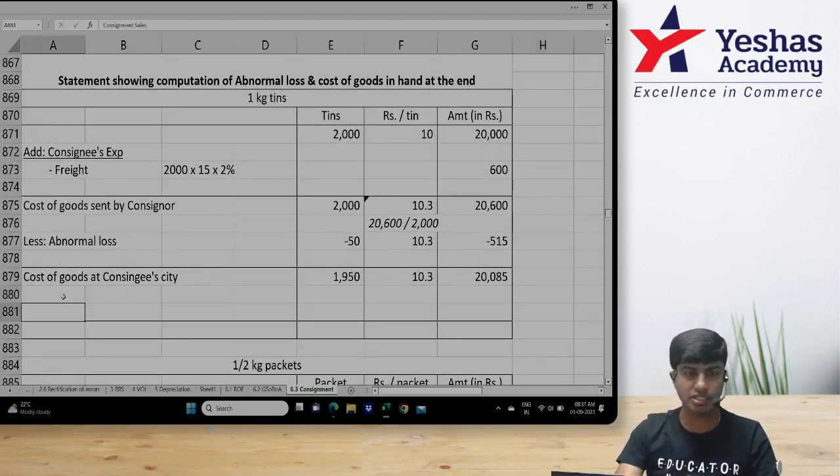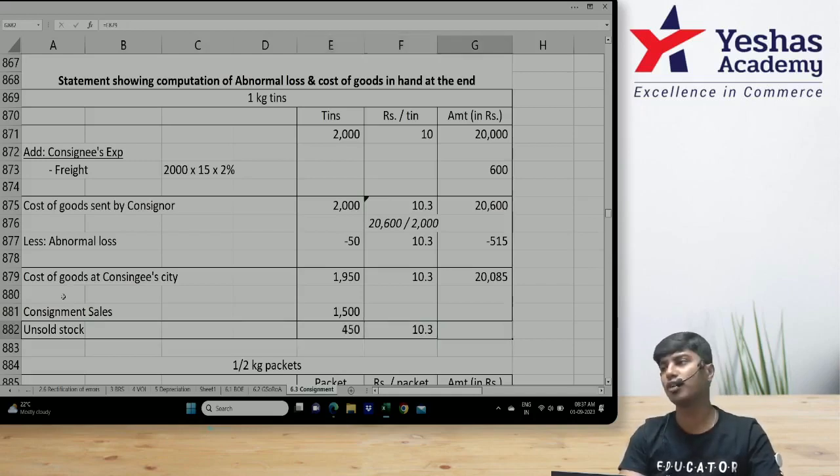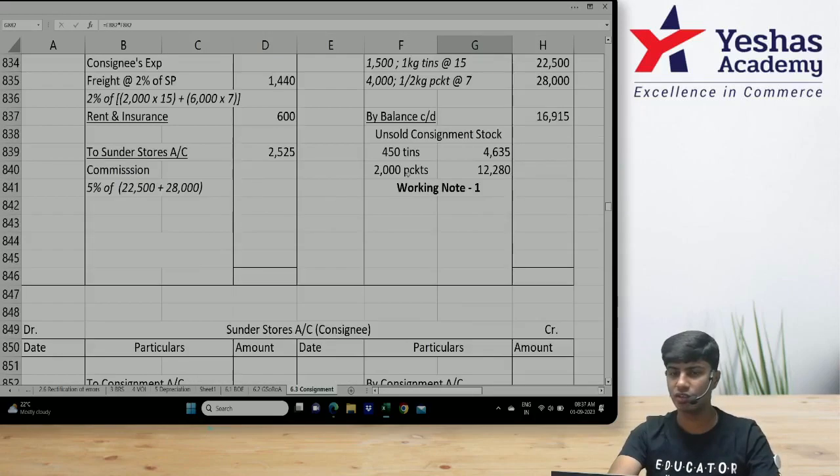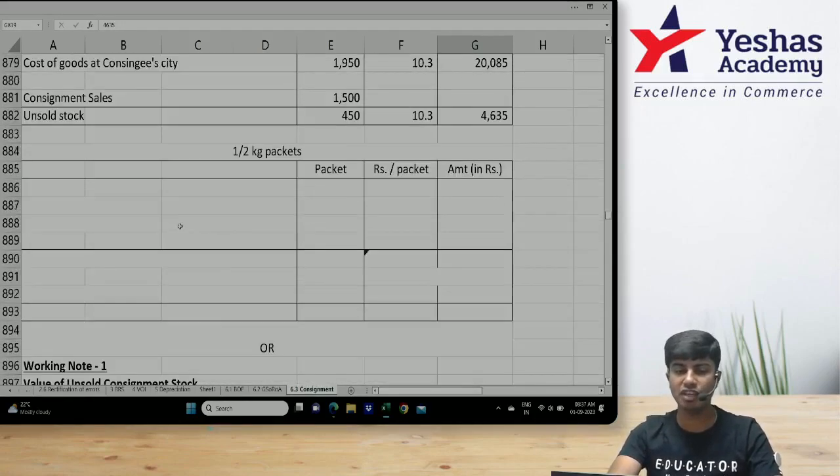Now deduct, how much is the consignment sales? How many units are sold? 1500. Unsold stock is 450. 450 units at 10.3. Here, what do we have written? Now, we'll do it similarly for half kg packets.